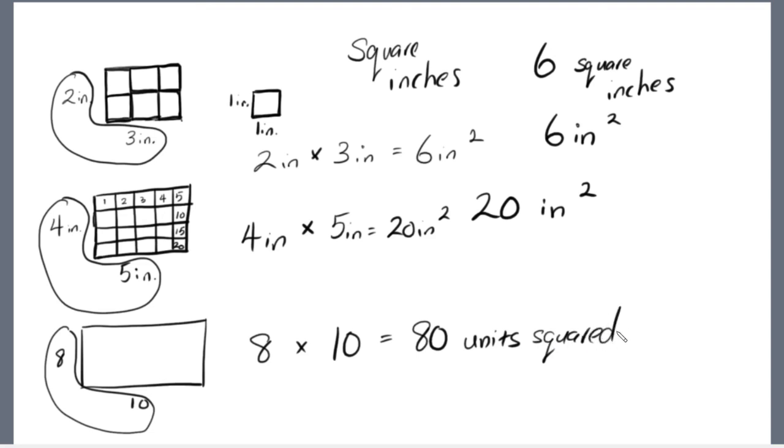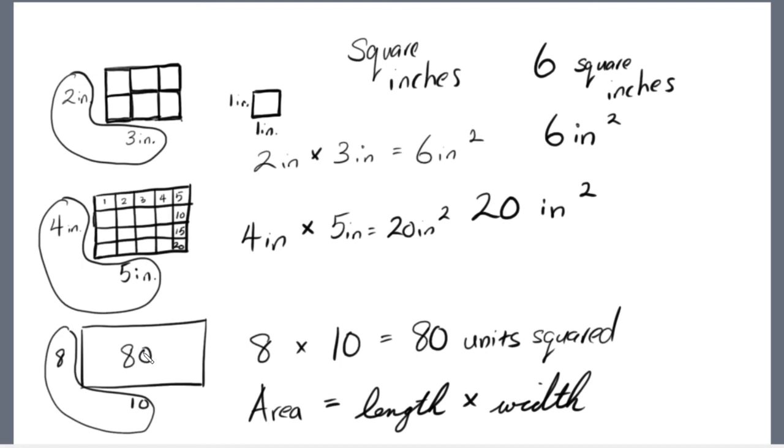So our generalization for today's lesson is that the area of any rectangle is going to be the length times the width. So our length times our width, 10 times 8 is 80. So we know there's 80 in there. 5 times 4, we knew there was 20. And then 3 times 2, we knew there was 6.